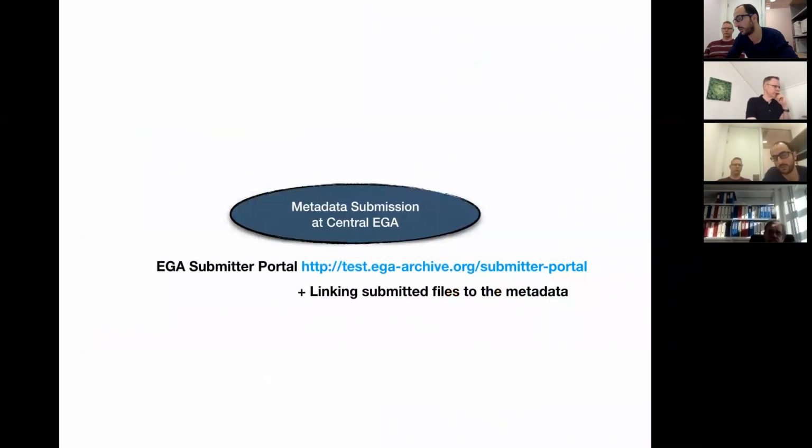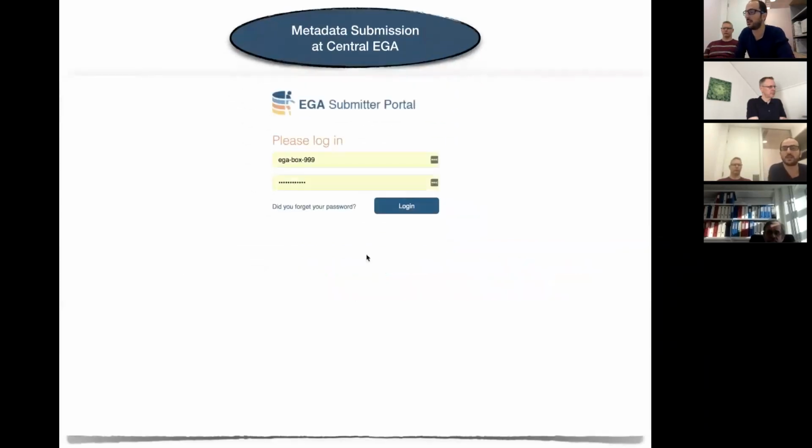So that was the upload, and now we're going to the last part, where the user goes to the submitter portal and decides that there is a given run of some experiments, some sample data and things like this. So they are submitting the metadata, and then they go to the list of files that they have, and they link those files.